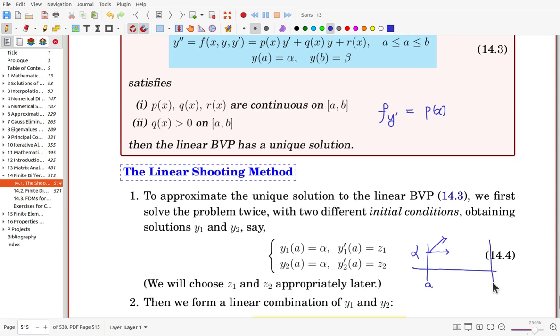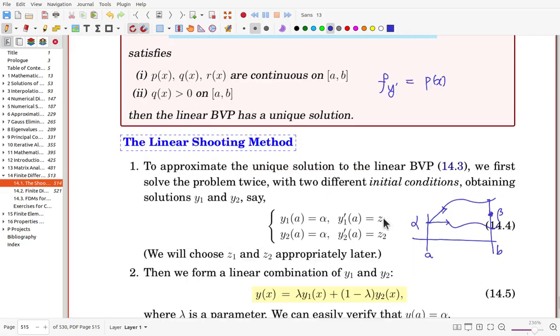But here, if we reach B, then this solution will have some value, and this solution will have some other value. Now the question is, for example, beta is here. By using these two solutions, we can reach this beta. That's the idea of the shooting method. In the beginning, we shoot two solutions along with some artificial slopes.